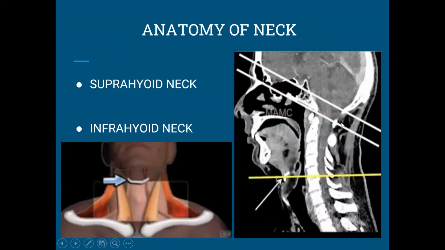The neck spaces are divided into the suprahyoid and infrahyoid neck. That's the hyoid bone, and this is a sagittal CT section. This yellow line marks the level of the hyoid bone. Superior to that, we have all the suprahyoid neck spaces, which extend superiorly up to the base of the skull. Inferior to the hyoid, we have the infrahyoid spaces, which extend up to the thoracic inlet.